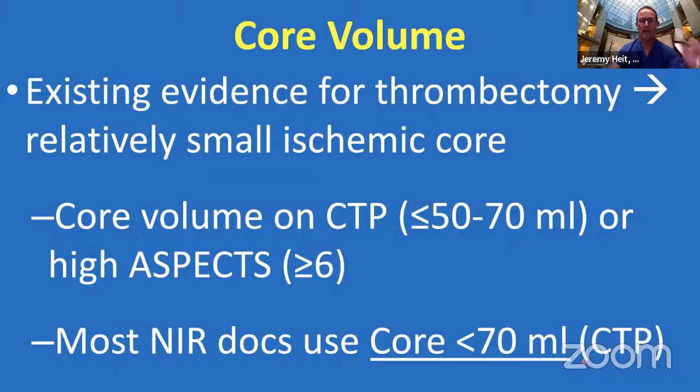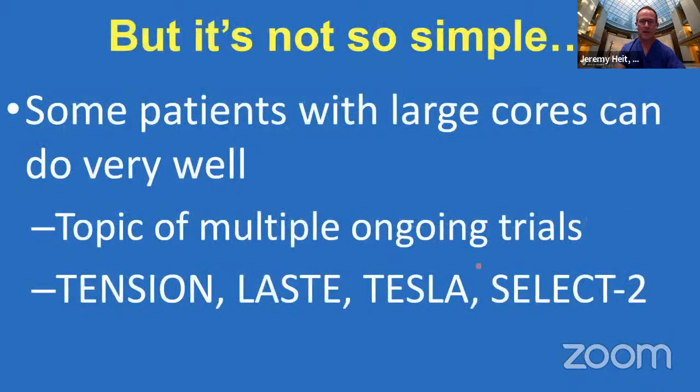So right now, when we estimate the core, we're typically looking at a core threshold of 50 to 70 milliliters as our cutoff in terms of who we think benefits. So patients with cores that are particularly larger than 70 milliliters, we really say, well, we don't really know if they're likely to benefit from a thrombectomy. And that's also similar to the idea of treating patients with the higher ASPECTS. Okay. But we don't actually know if that's the best threshold.